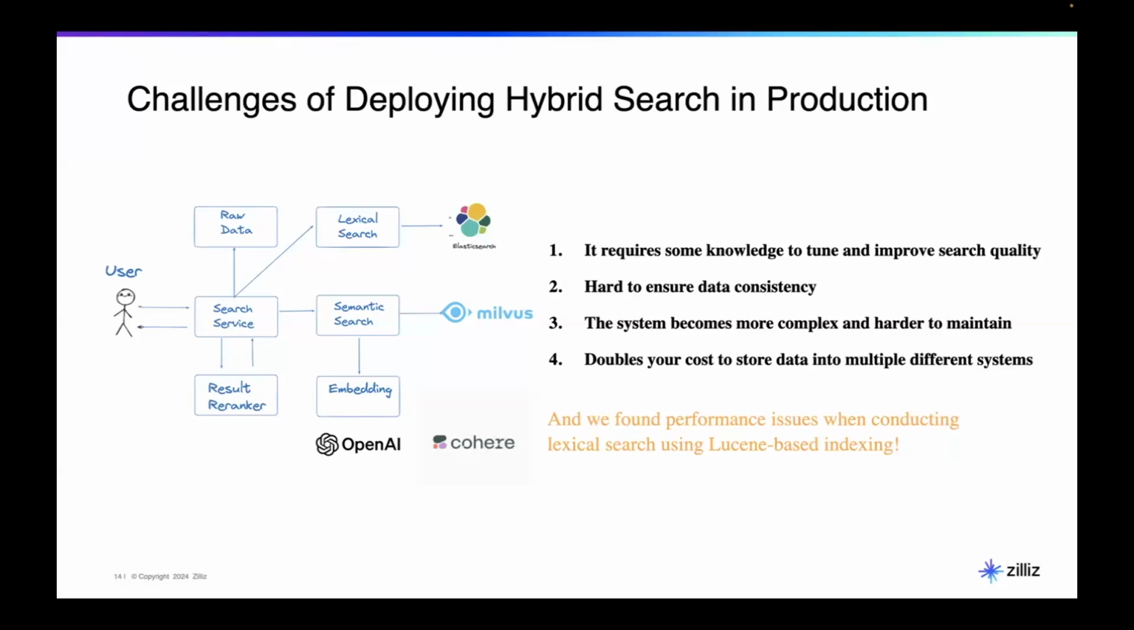But you also need a system for lexical search and a system for semantic search. And you also need your embedding models, right? So that makes your system very, very complicated, and there's no easy way to maintain it, right?